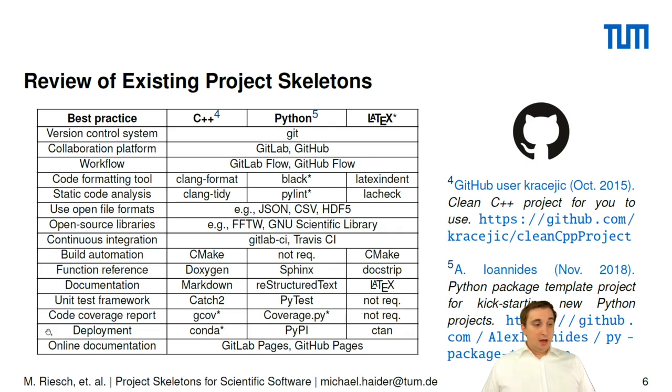coverage.py. And then finally we have the deployment, and here we suggest for C++ to use Conda, which is a general package repository. For Python, the standard is PyPI, the Python Package Index. And for LaTeX, the standard way of distributing LaTeX packages is CTAN here. Okay, and then for online documentation, there are GitLab Pages and GitHub Pages available to push the actual documentation for the end user.